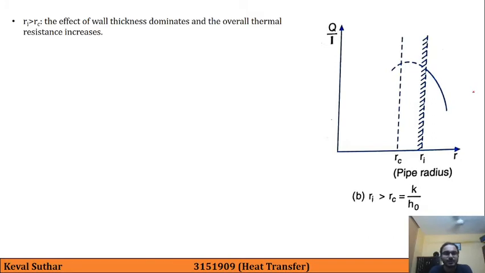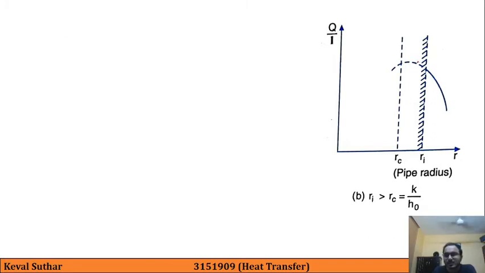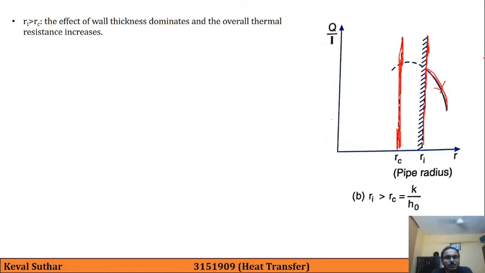Now in the second figure, as you can see, the inside pipe radius is already greater than the critical radius. Okay, so here the heat flow rate is decreasing with further increase in radius of insulation. So the effect of wall thickness dominates, and the overall thermal resistance here increases.